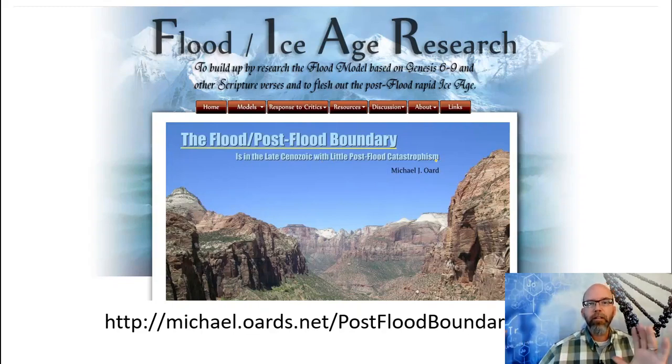Now that's completely different than Snelling and Answers in Genesis and others who would say that there was huge amounts of post-flood catastrophes resulting from the Ice Age, and then also plate tectonics still going on, and mountains are forming and all that. All right, so this is a completely different view, and he has a whole book which goes through all the reasons why the post-flood boundary has to be very high.